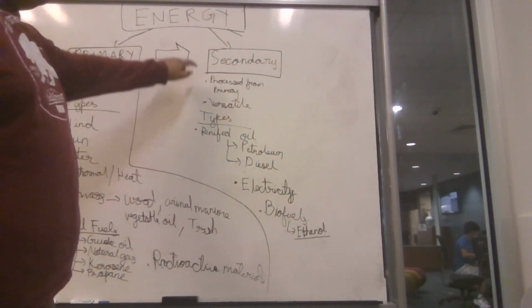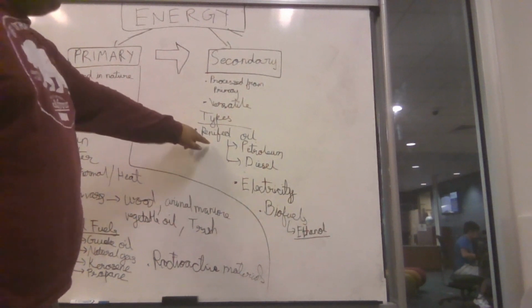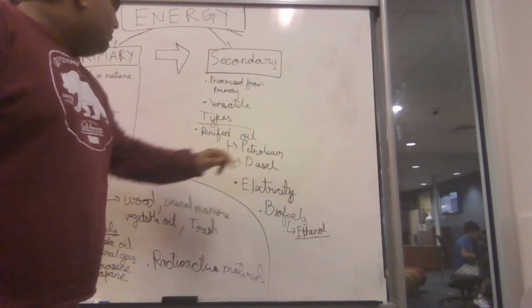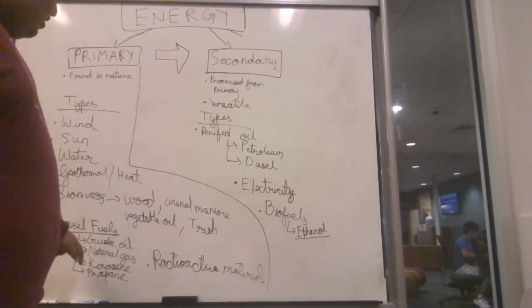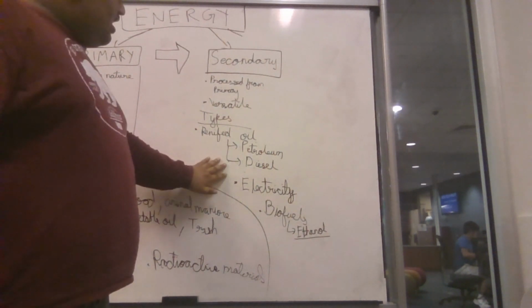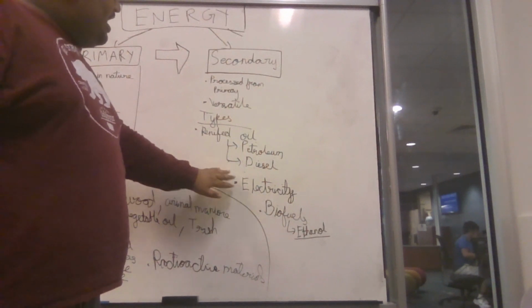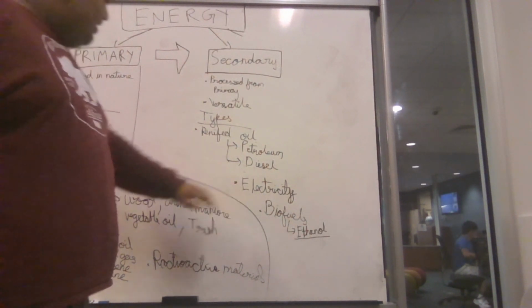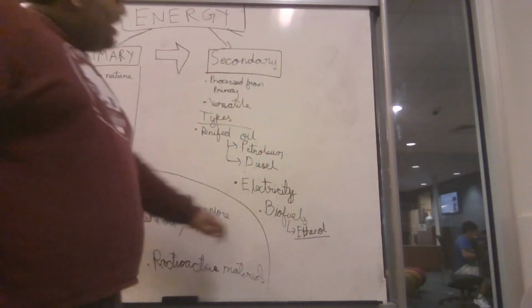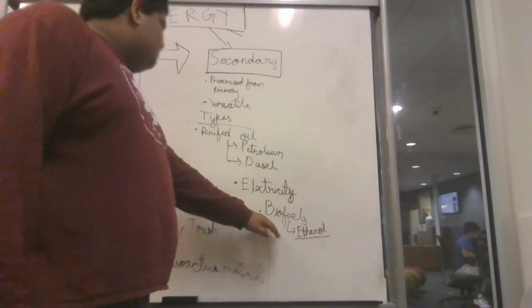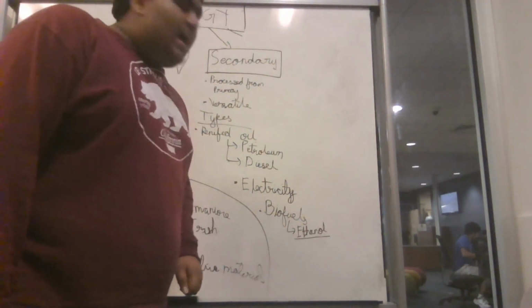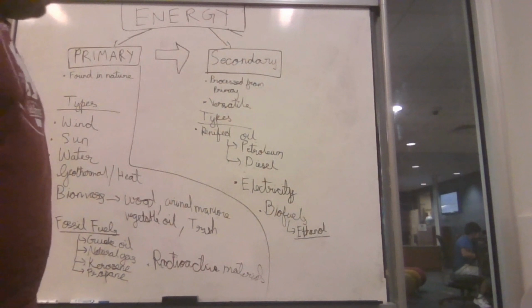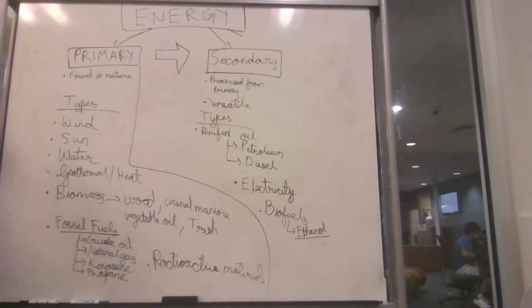Now, the types of secondary energy include refined oil, petroleum, and diesel, and you get that from processing crude oil and natural gas, and electricity. And we have biofuels which are derived from biomass. An example includes ethanol, and these are basically the main things you need to know.